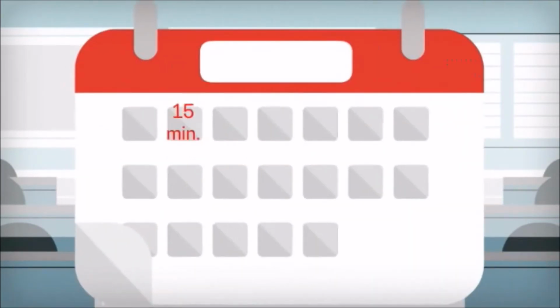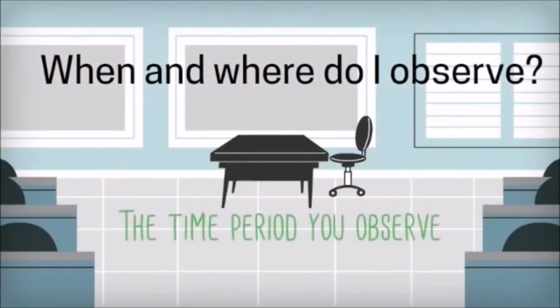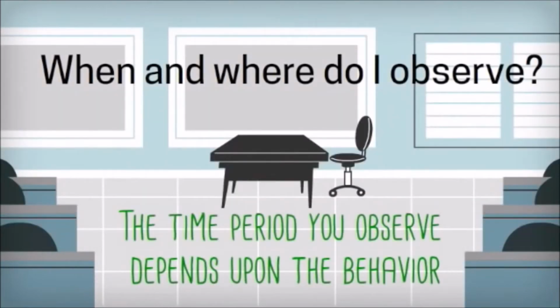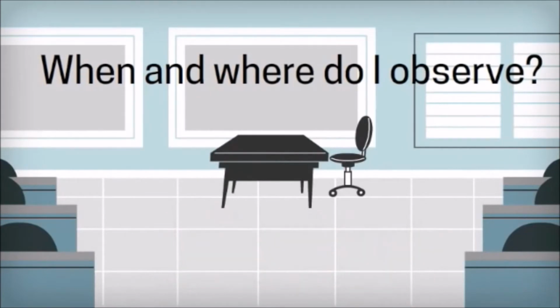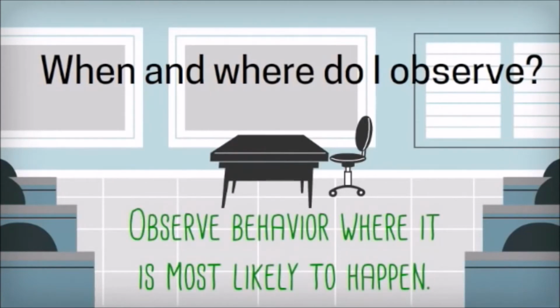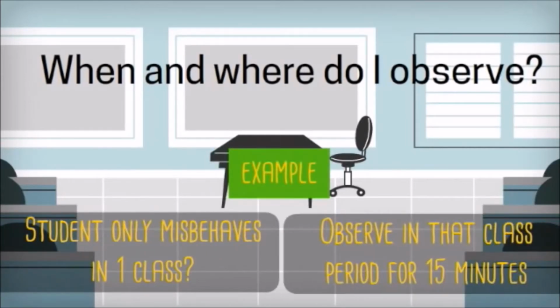That is, if we observe the student for 15 minutes one day and 25 minutes the next day, that doesn't make a difference as long as we are expressing our behavior in terms of behaviors per minute. The time period that you observe depends upon the behavior you are trying to document and where it occurs. You want to observe the behavior in the environment where it's most likely to happen. For example, if a student only displays the behavior in one classroom, you should observe in that classroom for at least 15 minutes if you can.